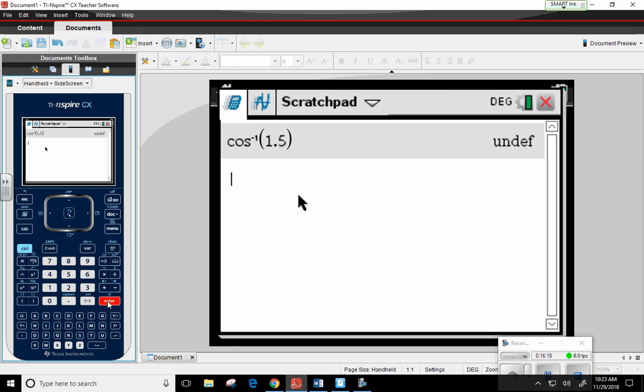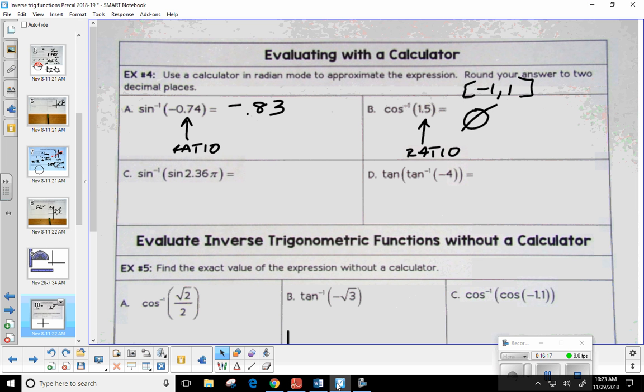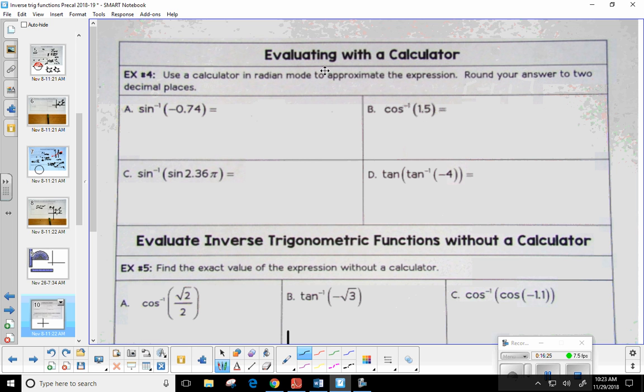All right. Now, let's take a look at this next one. Sine inverse of sine of 2.36 pi. Now, because this is our first composition, let's revisit the first page and see if we can figure out what the answer is going to be. Now, don't plug the answer in the calculator just yet. I want to show you that I can predict what the answer is going to be before we even plug it in the calculator. Okay?